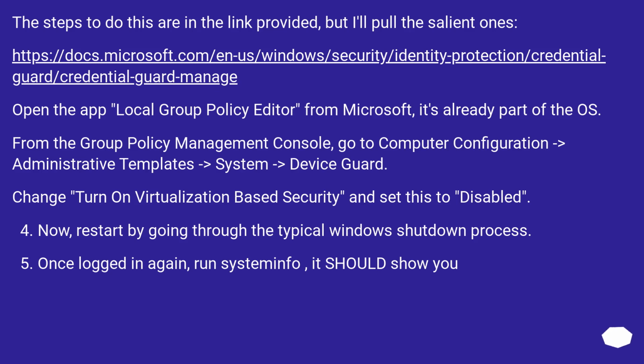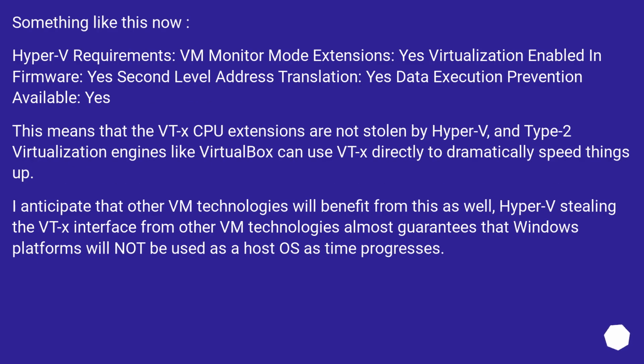Now, restart by going through the typical Windows shutdown process. Once logged in again, run System Info. It should show you something like this now. Hyper-V requirements: VM Monitor Mode Extensions: Yes. Virtualization Enabled in Firmware: Yes. Second Level Address Translation: Yes. Data Execution Prevention Available: Yes.